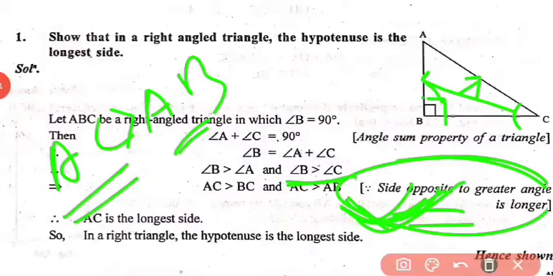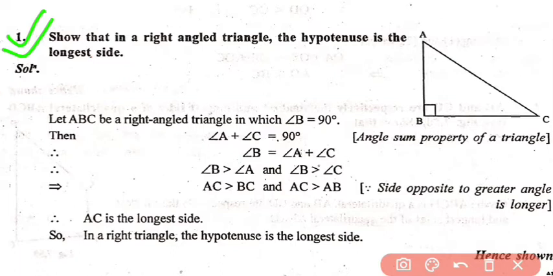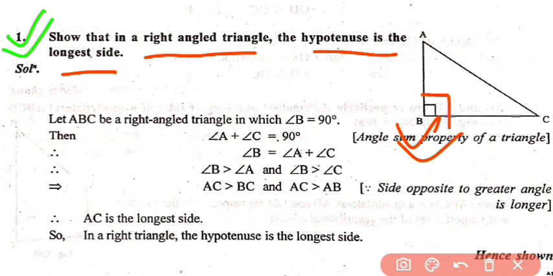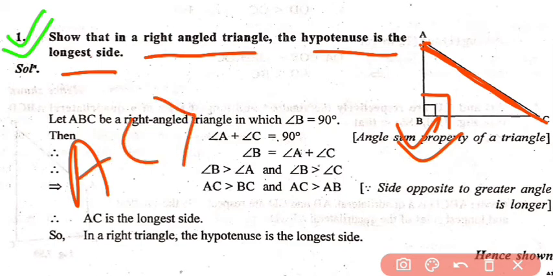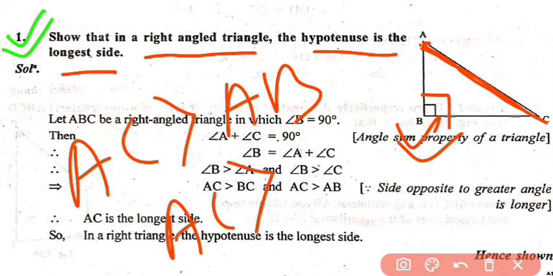Now see, show that in a right angled triangle the hypotenuse is the longest side. In this figure, angle B is 90 degree, that is, it is right angled, and we have to prove that the hypotenuse AC is greater than AB, and AC is also greater than BC.